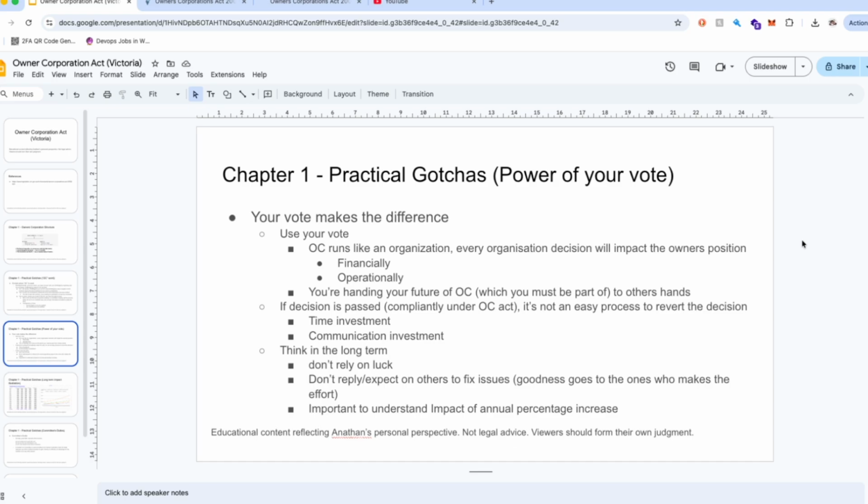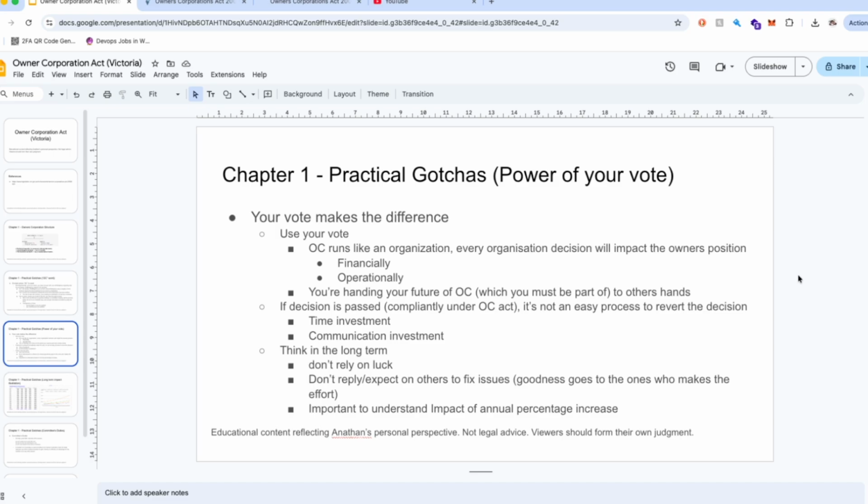If you are not voting, you're basically handing over your future of the OC, which you must be a part of, to others' hands. Next, if a decision is passed, assuming compliantly under the OC Act, it's not an easy process to revert the decision. There are time investment and communication investment.